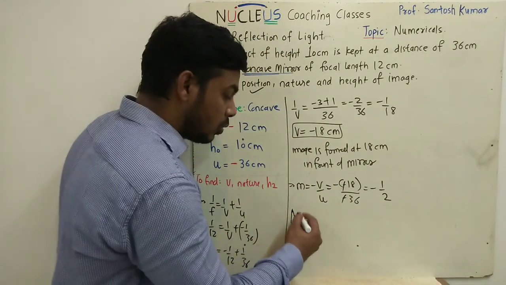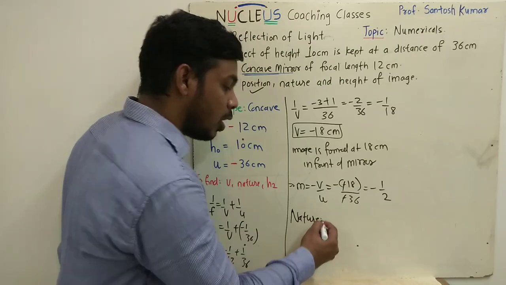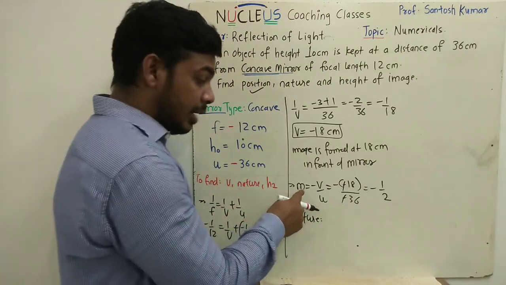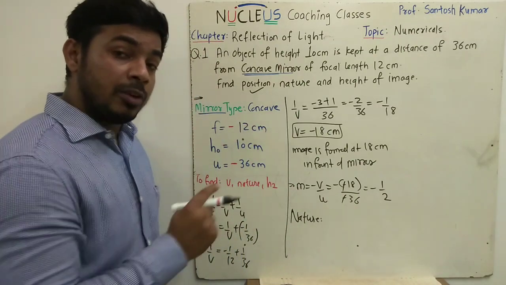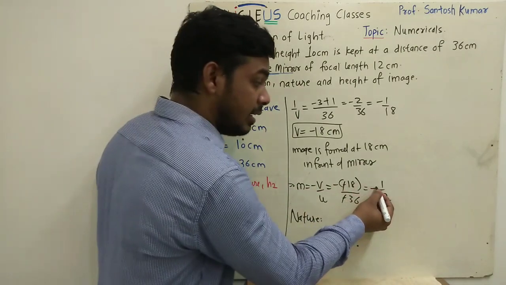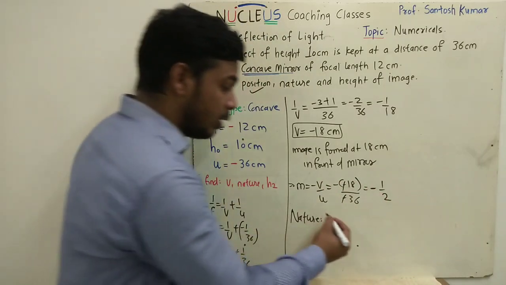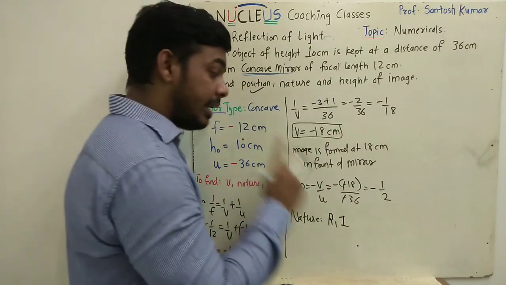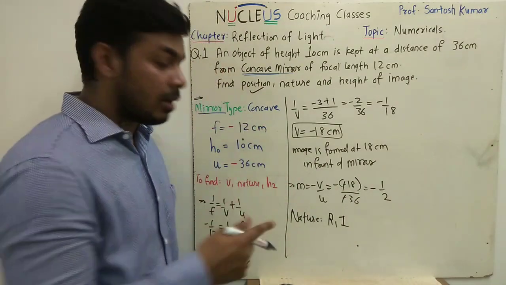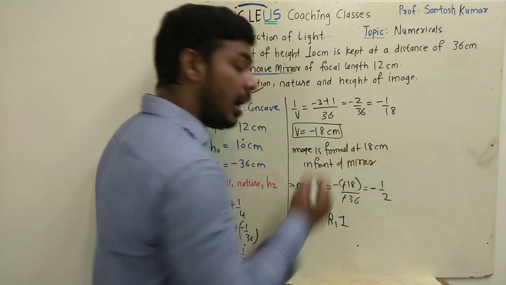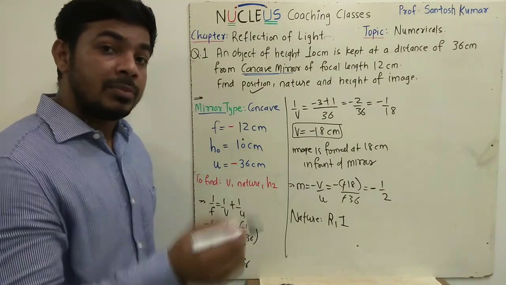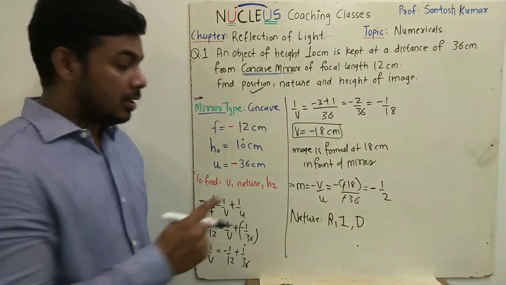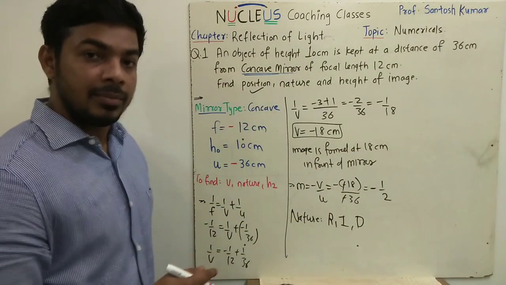If I want to write the nature of image, I have already explained in linear magnification that to check the nature of image from magnification, first check the sign. The sign over here is negative, which indicates the image is real and inverted, and then check the value of m or mod m. The value of mod m over here is half. So mod m is half, that means it is less than 1. So definitely the image is diminished. So the nature of the image is real, inverted and diminished.